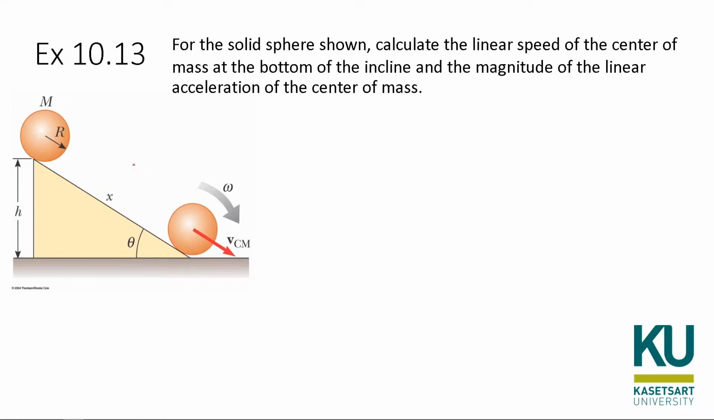From this problem, as you can see, the solid sphere translates on the slope and also rotates as well. So both rotational kinetic energy and translational kinetic energy can be applied. Initially, this solid sphere is placed on the top of this slope at height h from the ground.